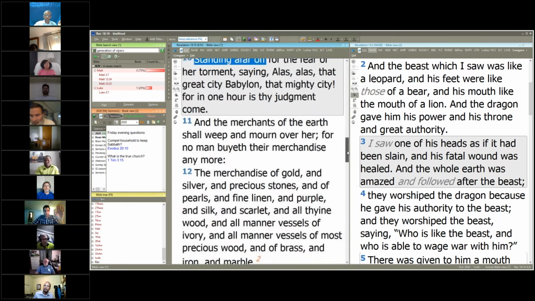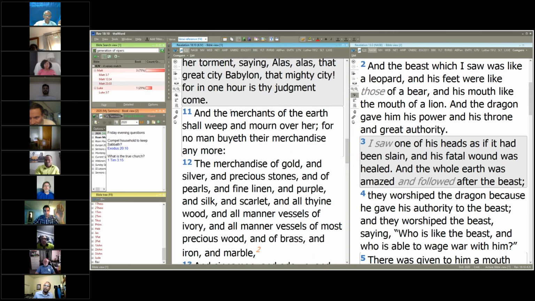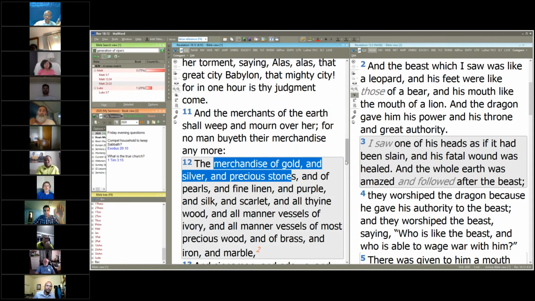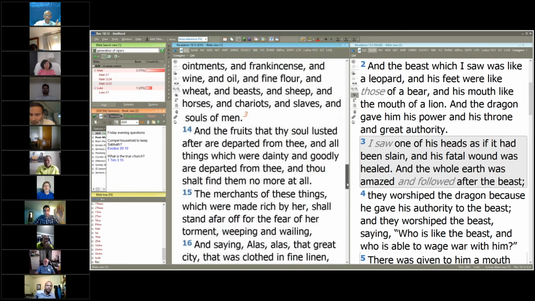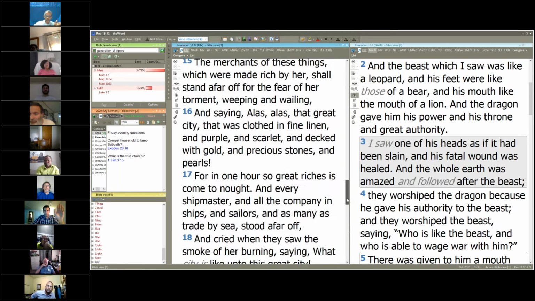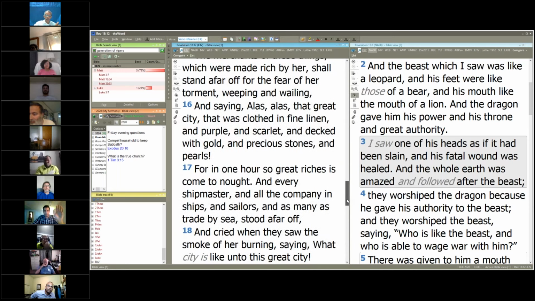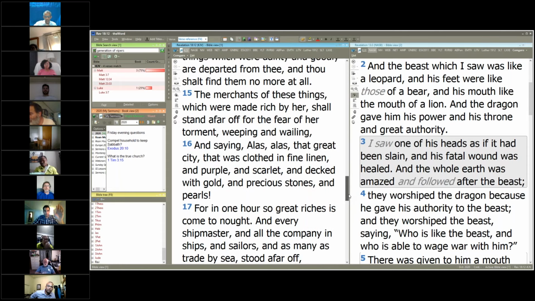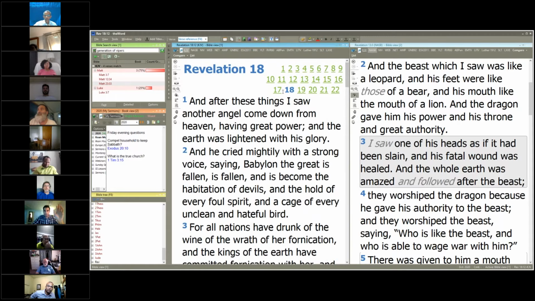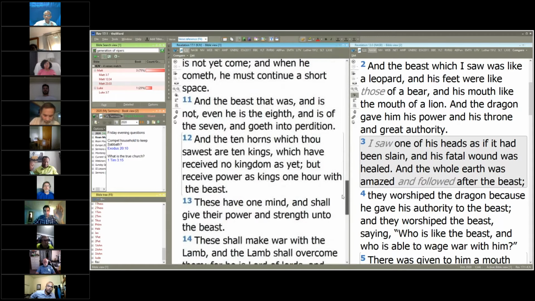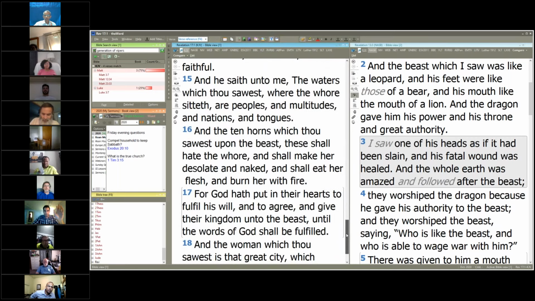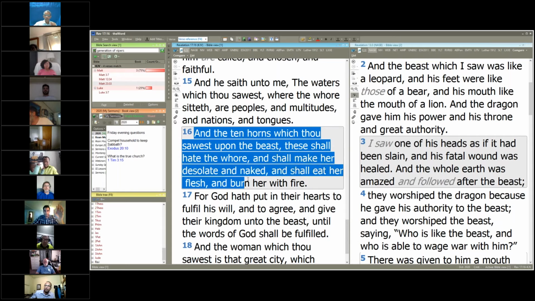It goes on to say, the merchants of the earth weep and mourn over her, and the merchandise of gold, silver, and precious stones. I mean, as far as I'm concerned, here is God giving you a graphic description of the overthrow of false religion. What I take it to mean, this is my own understanding of it, okay? My understanding is that the secular powers that represent the beast are going to do exactly what they did during the time of the French Revolution. Sister Diane mentioned it already.